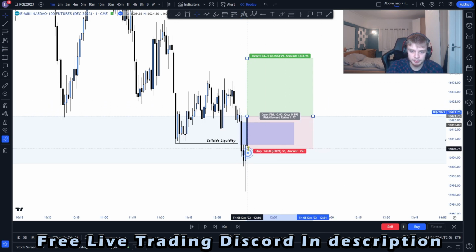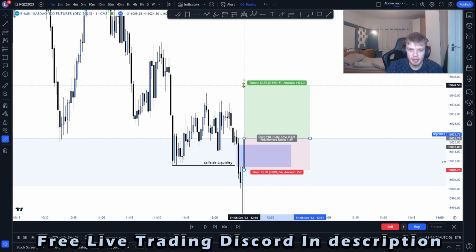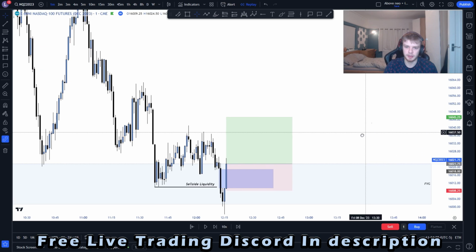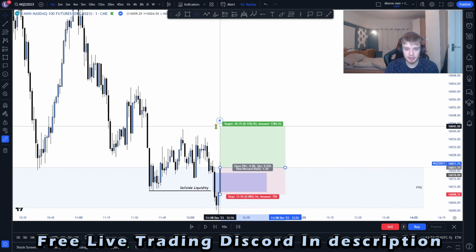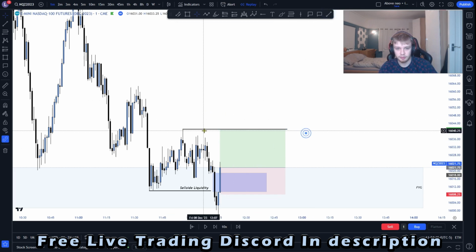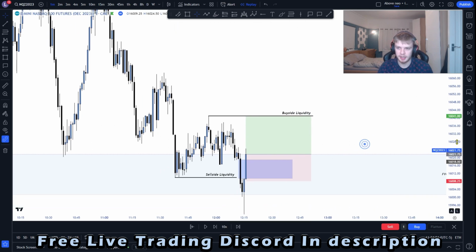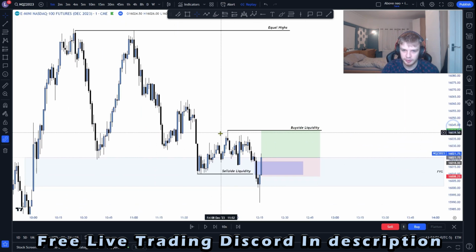My stop loss would be if we got a candle close back below this fair value gap, and then where would my take profits be? My first take profit would be right here, and the reason for that is, let me just mark it out, this is called internal liquidity. What I mean by that is, as you can see, we have all these highs.